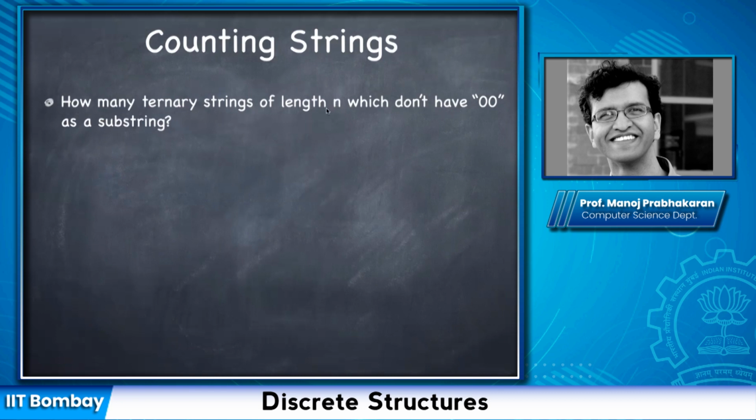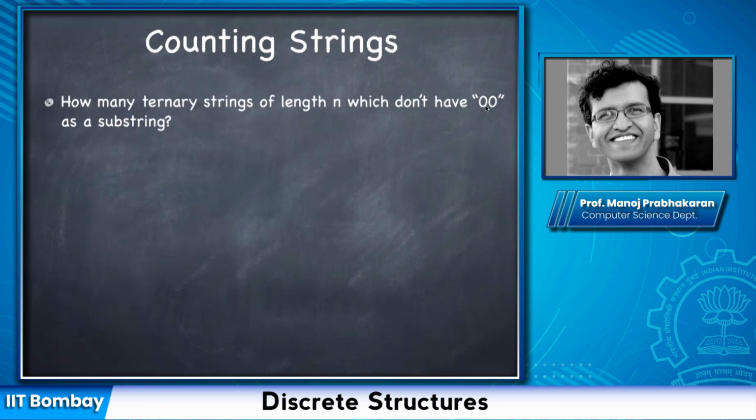If I didn't have any restrictions, there would be 3 to the n such strings. But I don't want to count strings which have 2 adjacent zeros anywhere in the string. It could have more than 2 zeros, or multiple places where 2 zeros occur. Any such thing will disqualify that string. I am interested in strings which do not have this double zero substring in them.